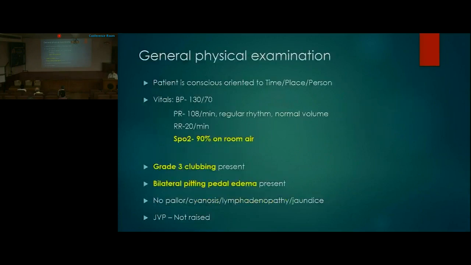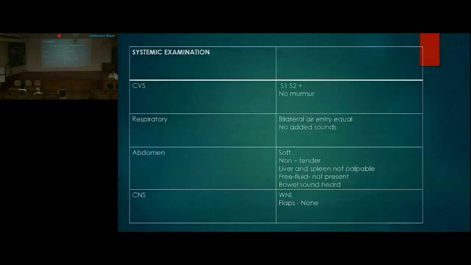In general physical examination, patient was conscious, oriented to time, place, and person. His BP was 130/70. Patient was having tachycardia. Pulse rate was 108 with regular rhythm and normal volume. Room air saturation was 90%. Patient had grade 3 clubbing with bilateral pedal edema. There was no pallor, cyanosis, lymphadenopathy or jaundice. JVP was not raised. Systemic examination was within normal limits.